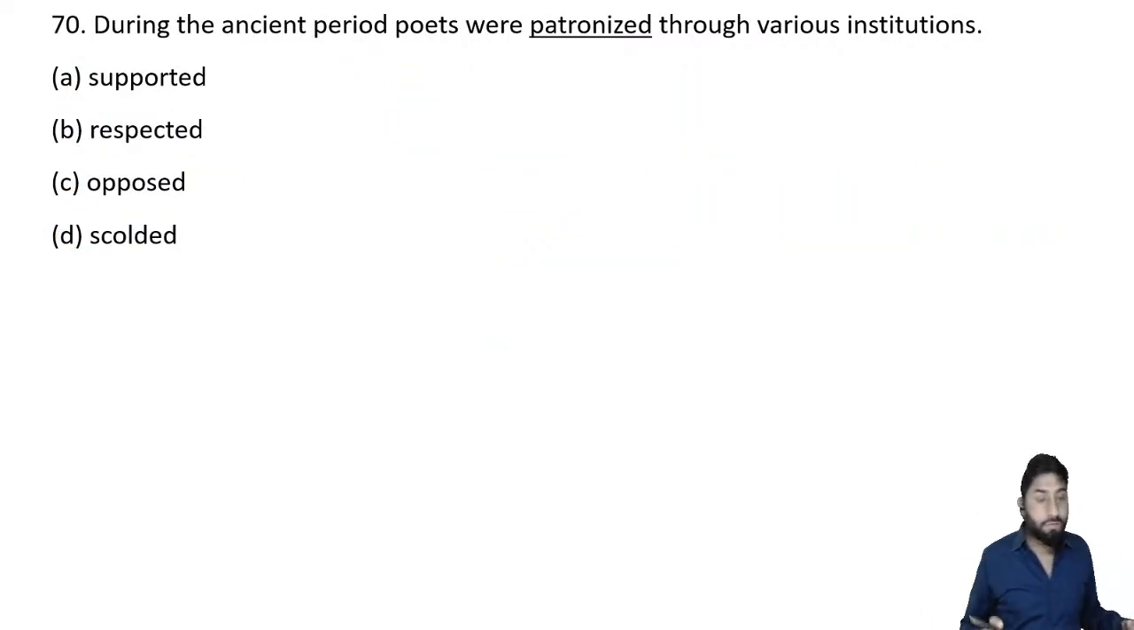During the ancient period, poets were patronized through various institutions. Patronized मतलब संरक्षित, इस वाले sense में use होता है. You know that. So through various institutions. अब बाकी options सारे typed हैं मुझे लगता है properly. You can check that. Ancient times, supported, respected, opposed, and scolded.